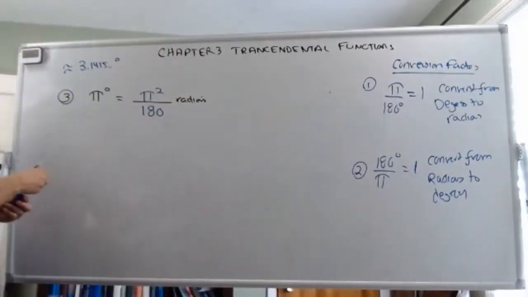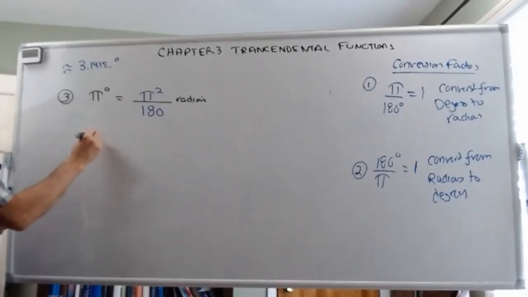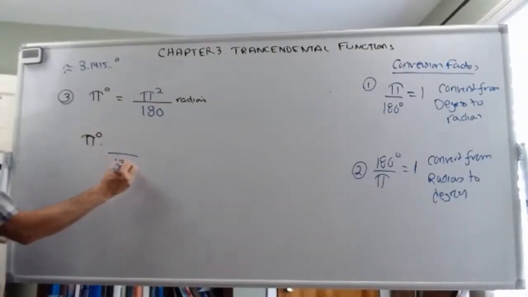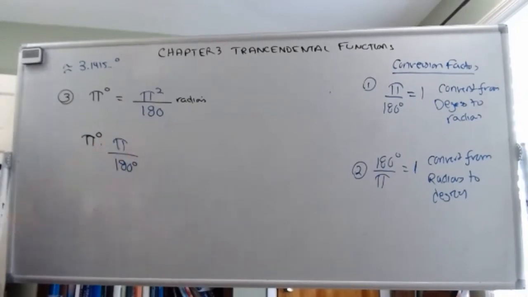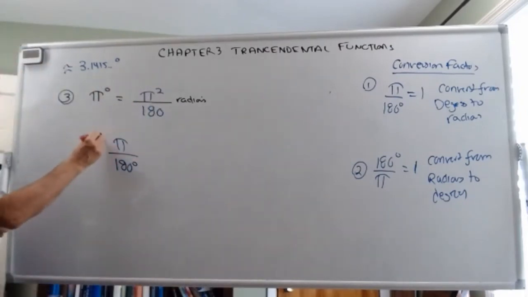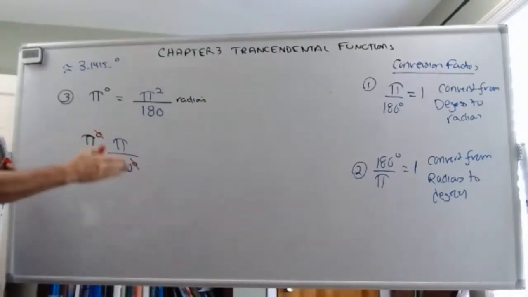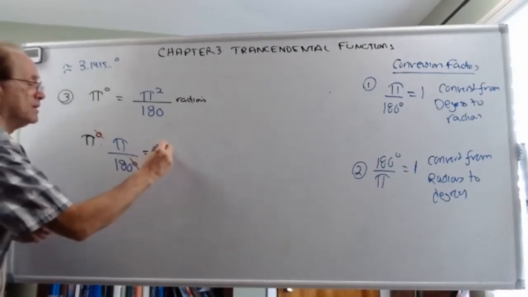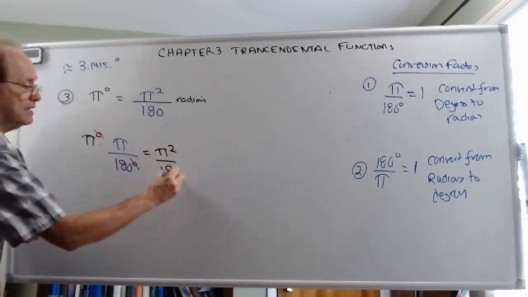So I start with pi degrees, and I'm going to multiply by my conversion. The degrees has to be down here to cancel with that degree, so it's 180 degrees over pi. That's my conversion factor. What do I do over here? Well, I can cancel out the degree measure. Degrees on the top, degrees on the bottom, numerator, denominator, they cancel. It's no longer in degrees. It's now switched over to radians. So I just multiply through: pi times pi gives me pi squared all over 180.